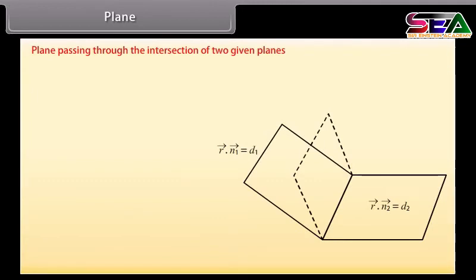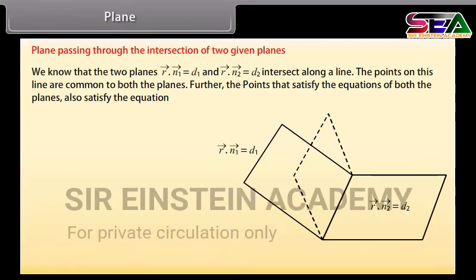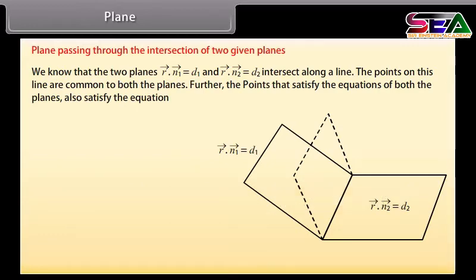Plane. Plane passing through the intersection of two given planes. We know that the two planes, dot product of vector r and vector n1 equals d1 and dot product of vector r and vector n2 equals d2, intersect along a line. The points on this line are common to both the planes. Further, the points that satisfy the equations of both the planes also satisfy the equation: dot product of vector r and vector n1 plus lambda vector n2 equals d1 plus lambda d2, where lambda belongs to R.